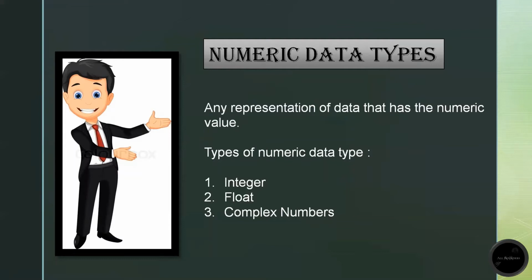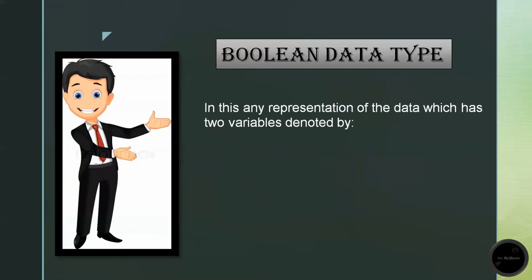So the integer is the positive and negative whole numbers. Float is the real numbers with a floating point representation in which the fractional component is denoted by a decimal or a scientific notation. Complex numbers, a number with a real or the imaginary component, is represented as a plus bj in Python, where a and b are the floats. Next, we have the Boolean data types. In this, any representation of the data which has the 2 values are denoted by true or false, or we can say 1 or 0, or vice versa.